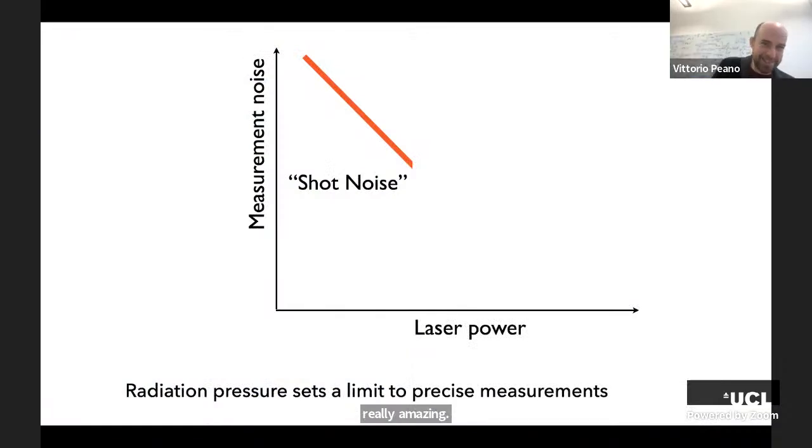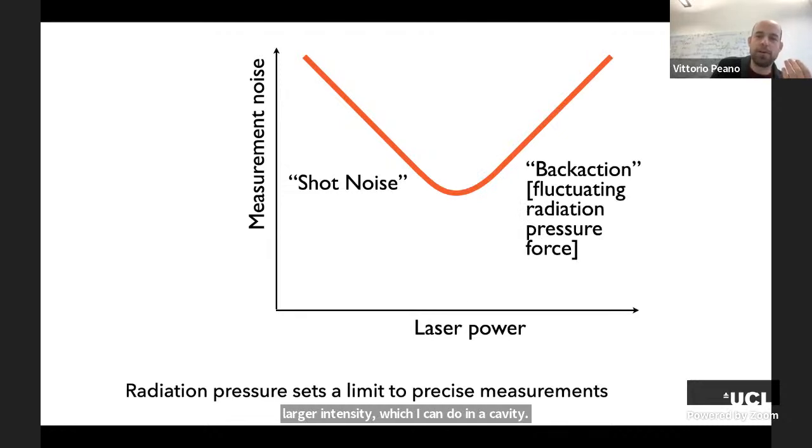Okay, this is the story that I wanted to anticipate. So the idea is that if I do everything correctly and eliminate all technical or classical noise, I still have noise because light is quantum mechanical, and so I have these quantum fluctuations, but I can make them less and less influential by having a larger and larger intensity, which I can do in a cavity. But at some point I arrive at the point where I have the back-action on the mirror, and then the mirror starts to jitter, and this decreases again my precision.